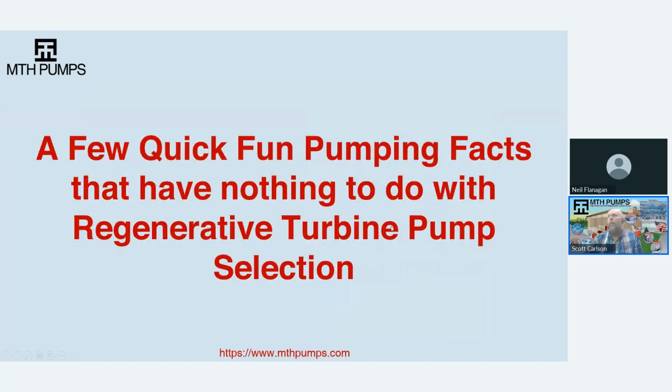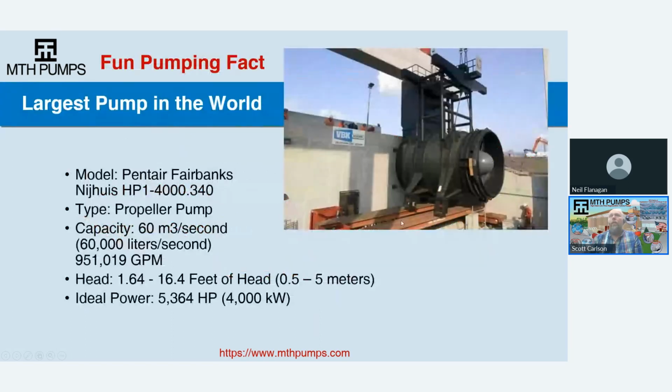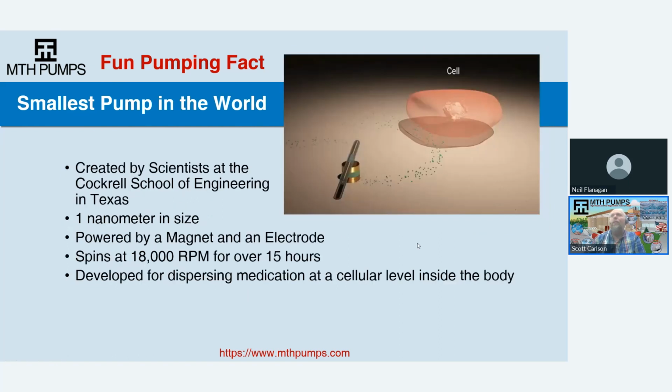Before we get started, a few quick fun pumping facts. The largest pump in the world does 1 million gallons a minute, almost 60,000 liters per second. It requires a 5,364 horsepower motor. That's unbelievable. The smallest pump in the world is 1 nanometer in size. They use it for distributing medicine at a cellular level, and it spins at 18,000 RPM.